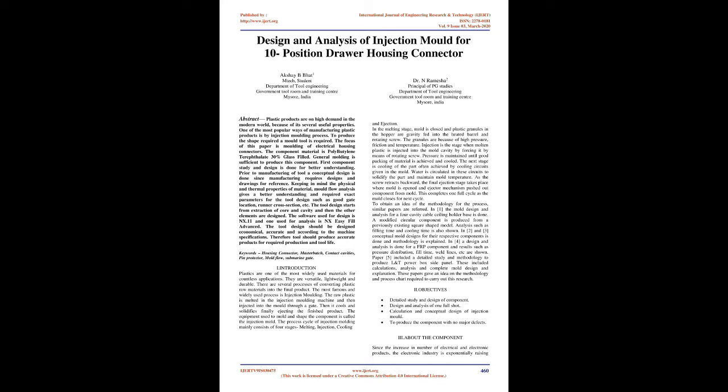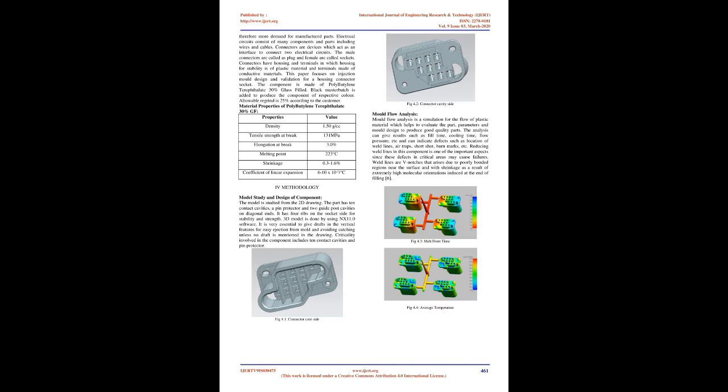Injection is the stage when molten plastic is injected into the mold cavity by forcing it by means of the rotating screw. Pressure is maintained until good packing of material is achieved and cooled. The next stage is cooling of the part, often achieved by cooling circuits given in the mold. Water is circulated in these circuits to solidify the part and maintain mold temperature. As the screw retracts backward, the final ejection stage takes place, where the mold is opened and the ejector mechanism pushes the component out of the mold. This completes one full cycle as the mold closes for the next cycle.